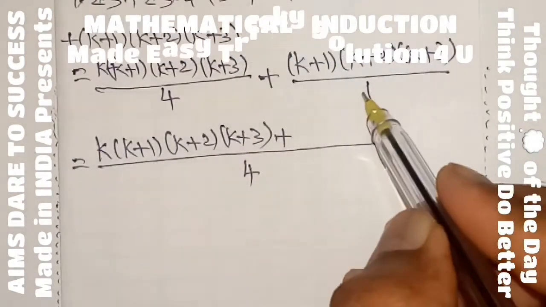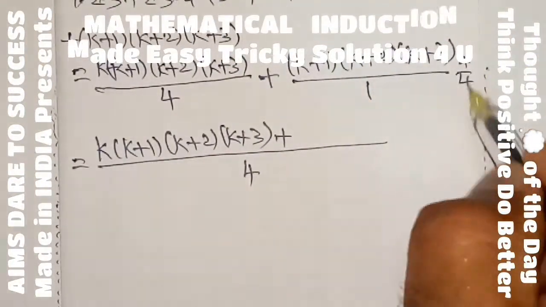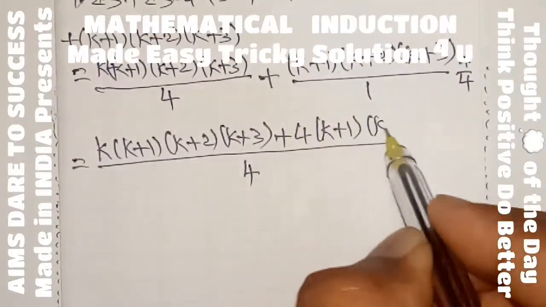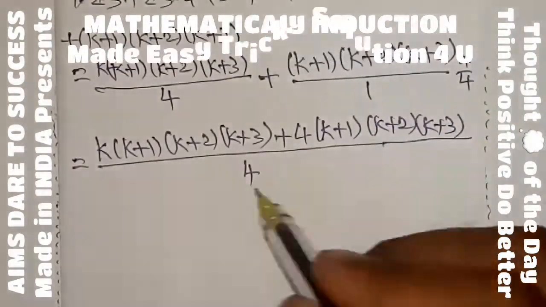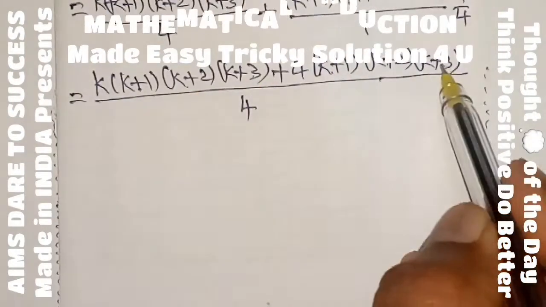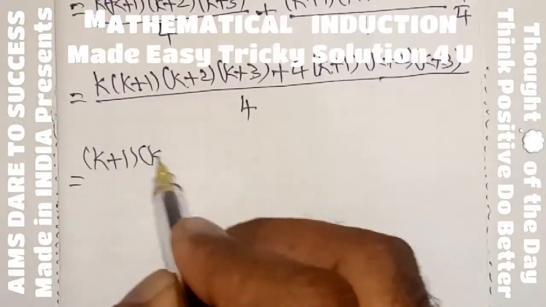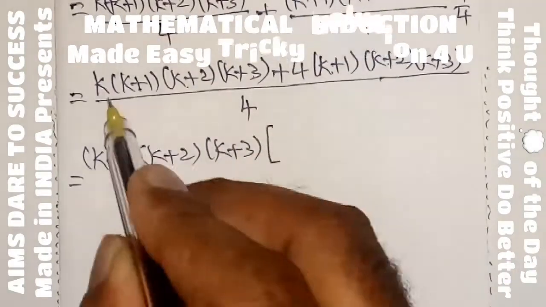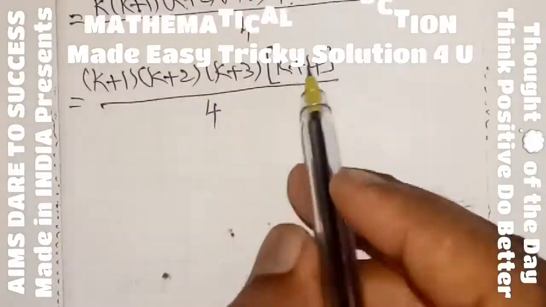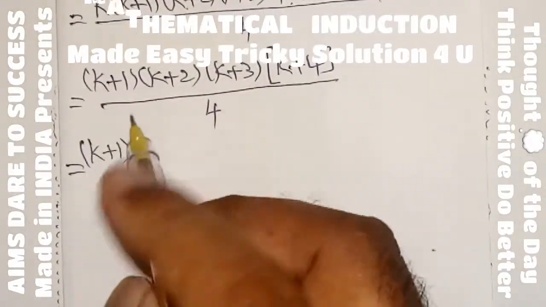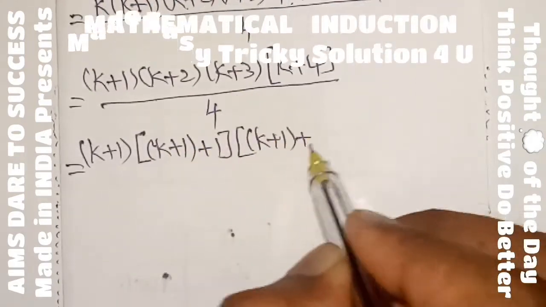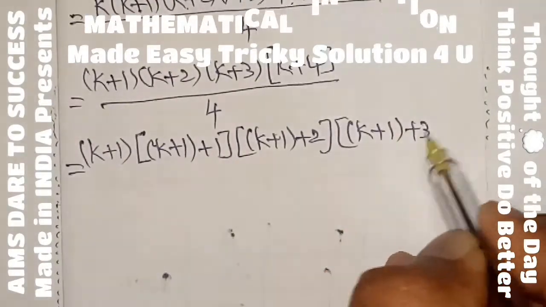Now you can verify. Here LCM is 4 but we have only 1. So multiply by 4 and divide by 4. 4 into the remaining value k plus 1 into k plus 2 into k plus 3. After taking LCM we can verify what is the repeating value. k plus 1 is repeating, k plus 2 is repeating, k plus 3 is repeating. So you can take k plus 1, k plus 2, k plus 3 common. After that the remaining value is k plus 4 divided by 4. After completing this LCM step you can verify from RHS whether n is equal to k plus 1 is obtained or not. So k plus 1 same, k plus 2 is k plus 1 plus 1, k plus 3 is k plus 1 plus 2, k plus 4 is k plus 1 plus 3, divided by 4.